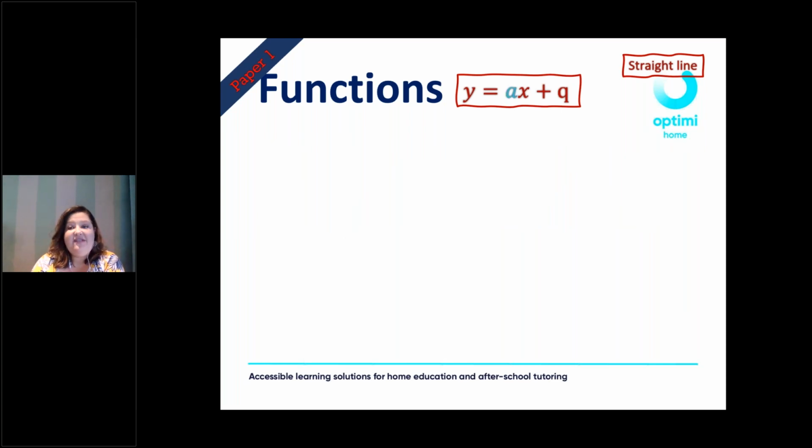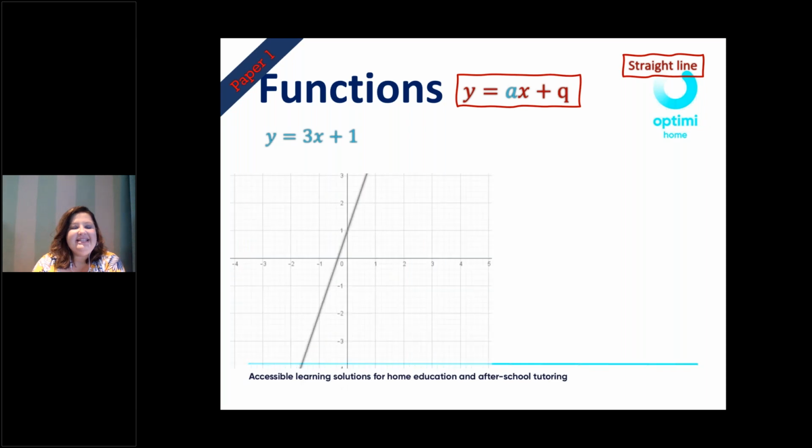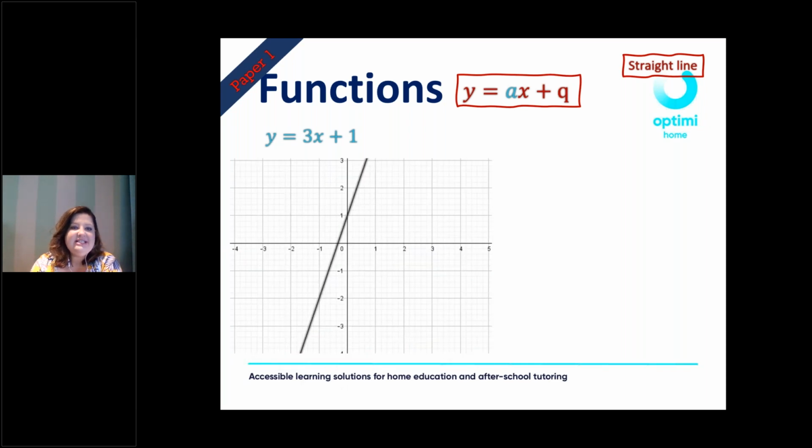So let's look at the effect of my a on a straight line. I said that a is represented by my gradient or my slope, and it actually indicates how steep this line is traveling. So how steep you're walking up the hill over there. So I chose this formula, y is equal to 3x plus 1. And in this case, I've drawn it for you. So this is how the straight line y is equal to 3x plus 1 looks.